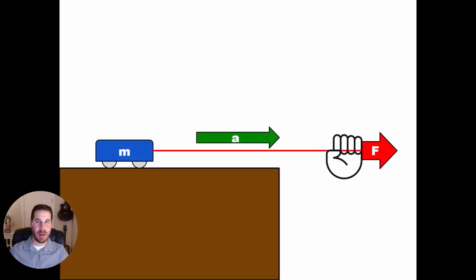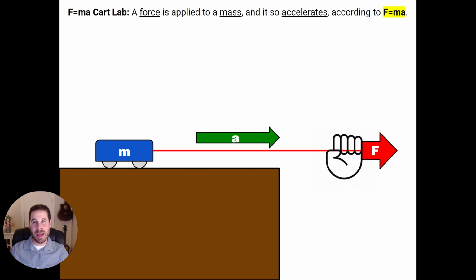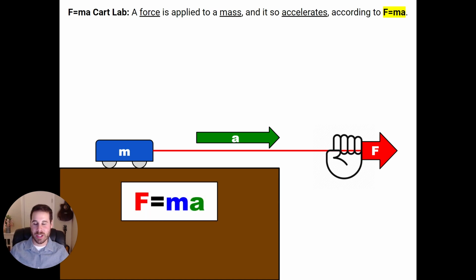Here's the setup for this lab. You're going to have a cart that has some amount of mass to it. You're going to apply a force to that cart by pulling on a string. And when you pull with that force onto the mass, it should accelerate, meaning it will speed up. This is called the F equals ma cart lab, where a force is applied to a mass, and so it accelerates according to F equals ma. This is the equation in question for today's lab.